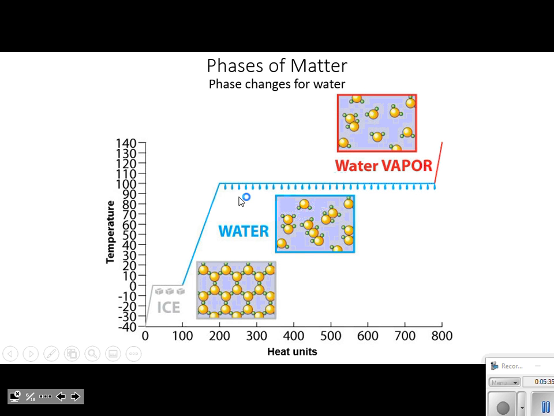Okay, so when we have a phase change, for this particular one, it's water. We know that at 0 degrees Celsius, we're going to have a change from ice to water. We know at 100 degrees Celsius, we're going to have a change from water to water vapor. And notice when we have those changes, those flat lines, we are not increasing the temperature. That energy is being absorbed so that we can change the different phase.